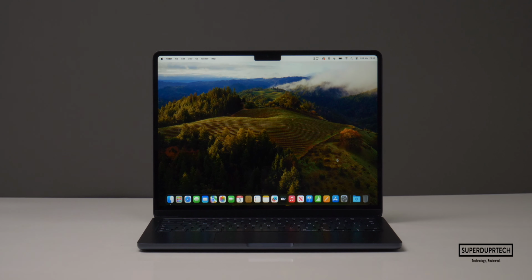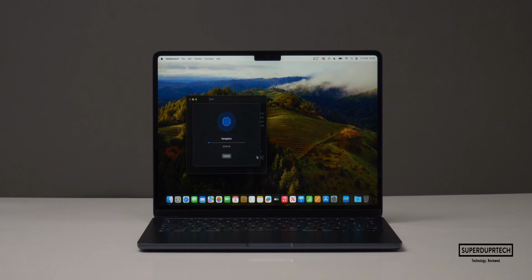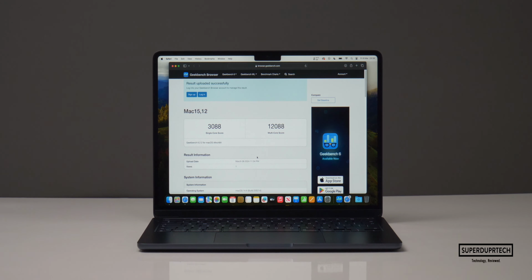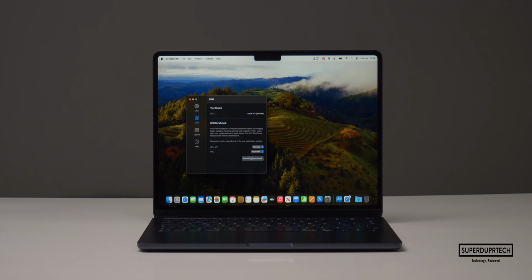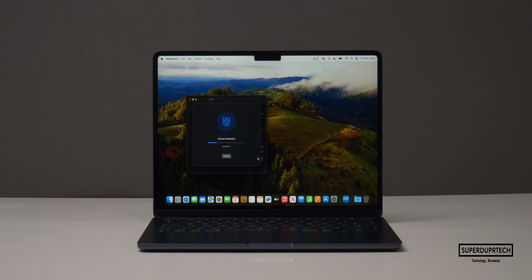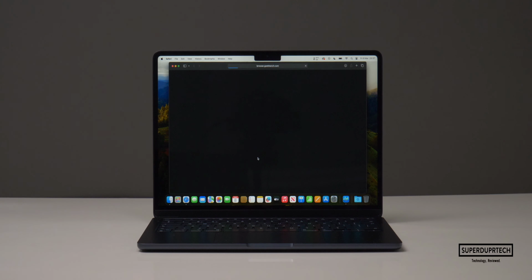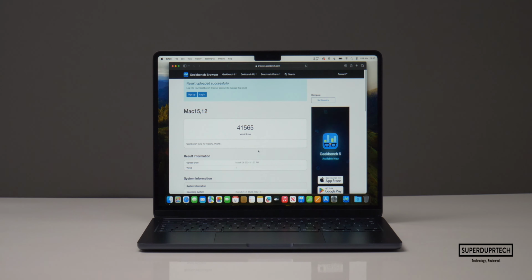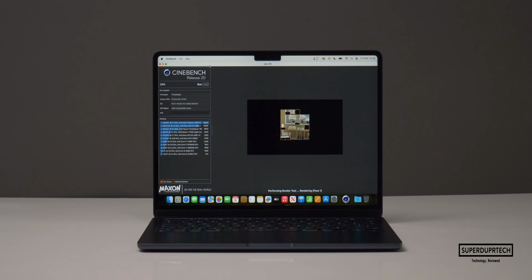Running the latest version of GeekBench, GeekBench 6, and starting off once again with their CPU test, I got a single core score of 3,088 along with a multi-core score of 12,088. When running the OpenGL compute test, I got scores of 25,887, and when running the Metal test, I got scores of 41,565.